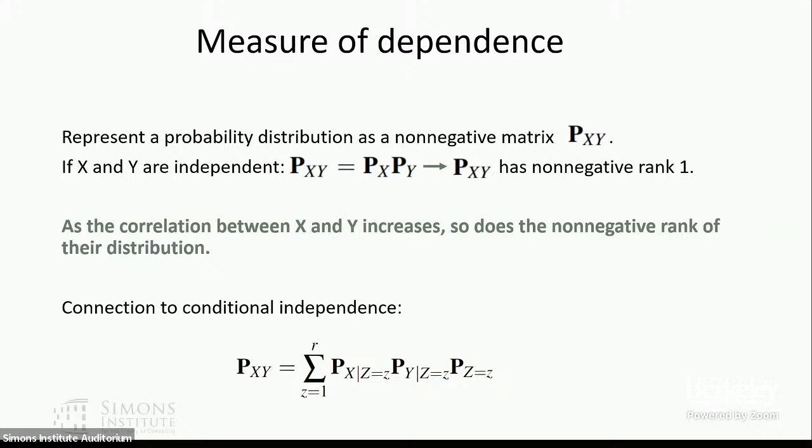And it can actually be shown that these two numbers, the non-negative rank and the cardinality of Z, correspond to each other. But the way I want to show you the result is to still talk about the graphical criteria. Again, we can connect conditional independence to D-separation, and through this slide we can make the connection between D-separation and non-negative rank.